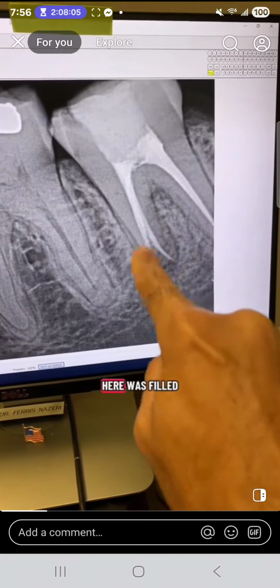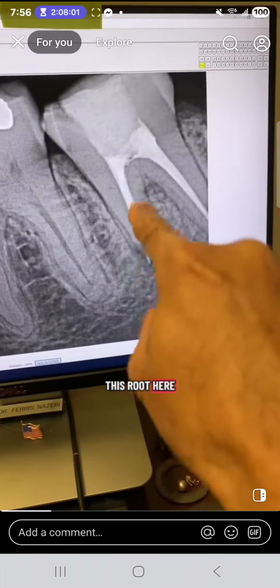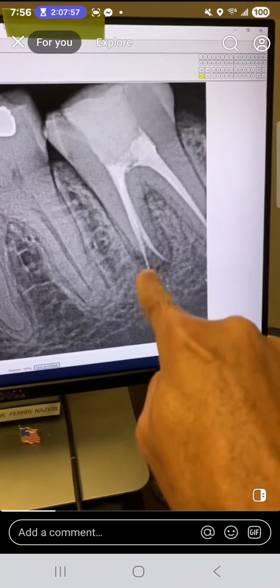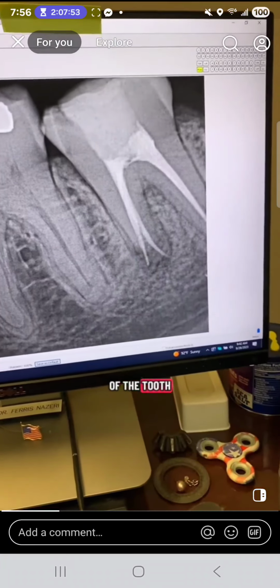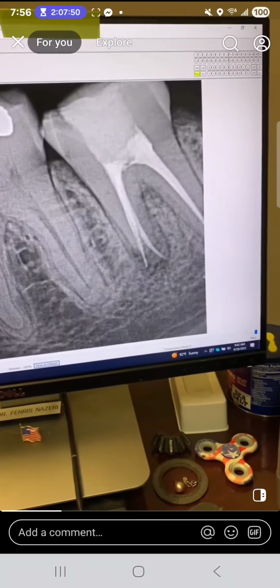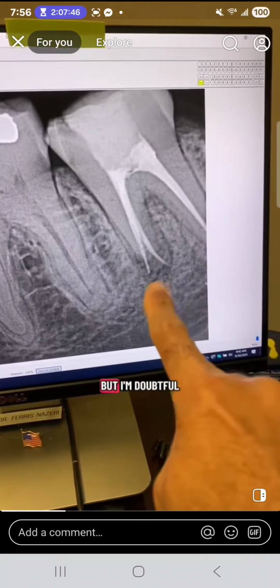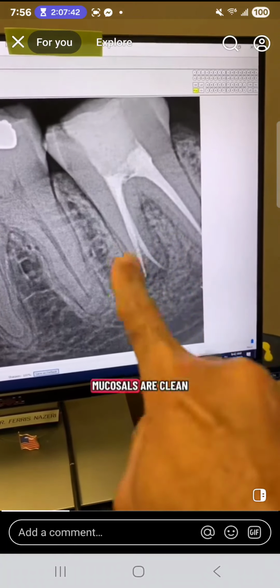So this root here was filled to length. This root here is overfilled. Is filled beyond the working length of the tooth, as you can see. But I'm doubtful that there's a periapical lucency here. I think the mesials are clean.